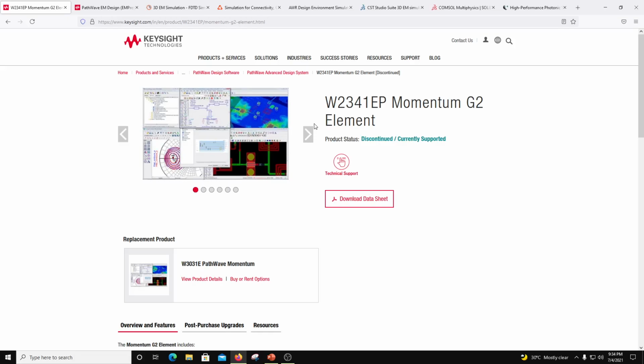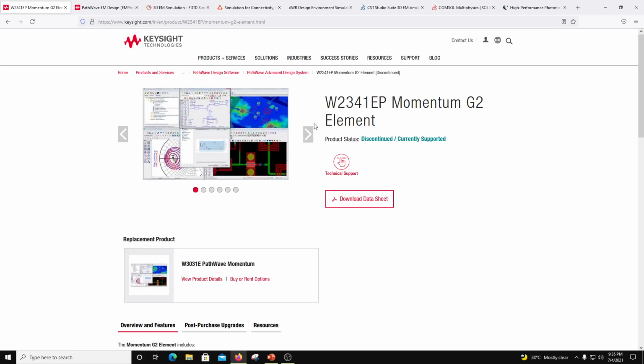So this method of moment tool is called Momentum in ADS. ADS is a tool from Keysight which is used for circuit design, and for lots of things to do with EM and all that stuff. So that is Keysight Momentum. It's a method of moment based tool.